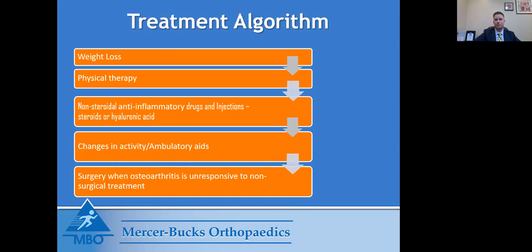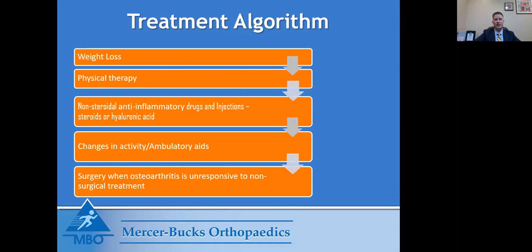When we start to develop the symptoms of arthritis, we start to develop a treatment algorithm. And what that means is that we start to initiate different treatments or lifestyle changes to help minimize the symptoms and to really try to maintain as active a lifestyle as possible. First things that we generally advise are weight loss, physical therapy, weight loss to help with decreasing stress on joints, physical therapy to help with strengthening, maintaining range of motion and flexibility.